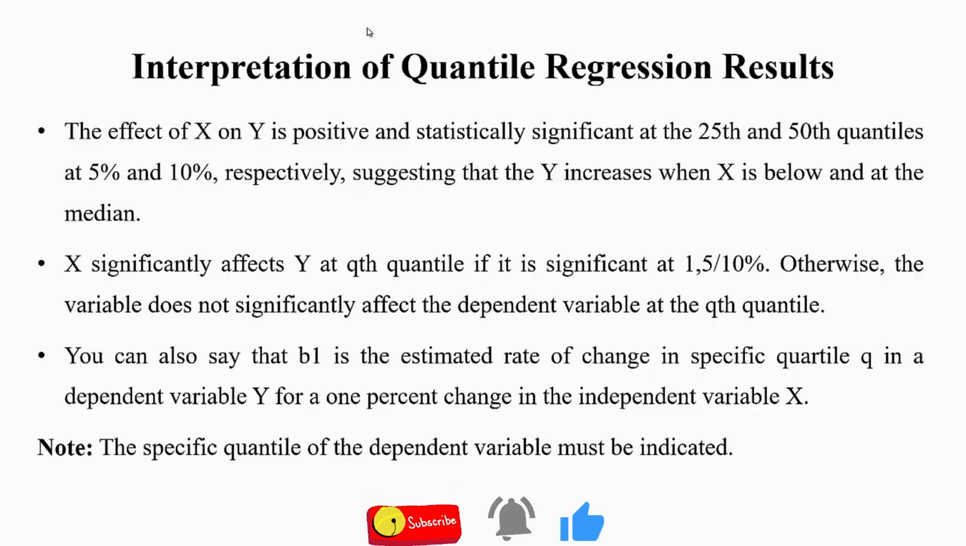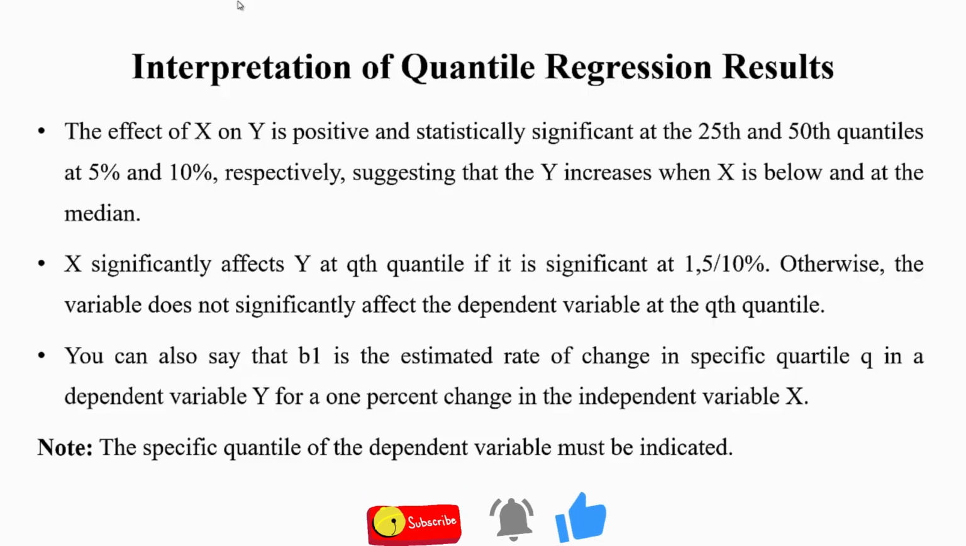And the next thing is whether it is statistically significant or not. So let us assume you are using the conventional level, which is 5%. If the probability value is less than 5%, that means it is positive and statistically significant. It is positive and statistically significant at the 25th and 50th quantiles at the 5% level.